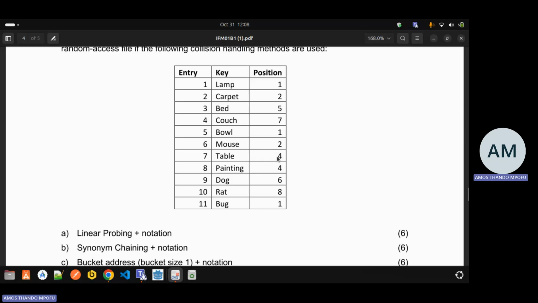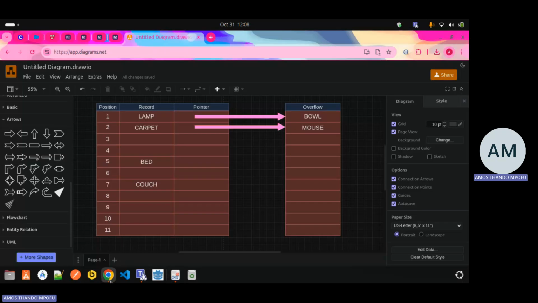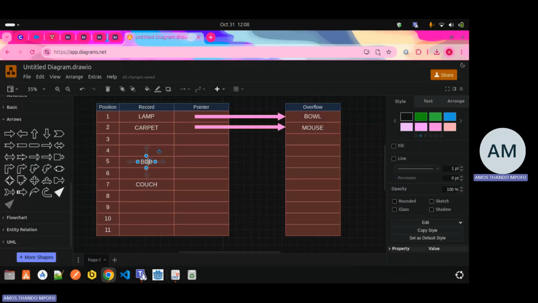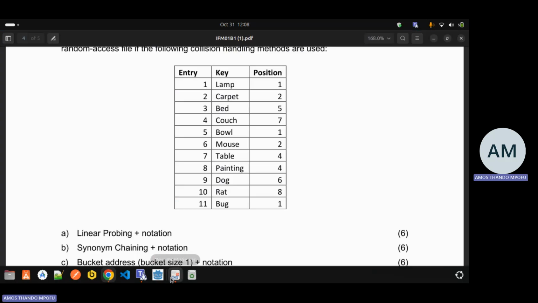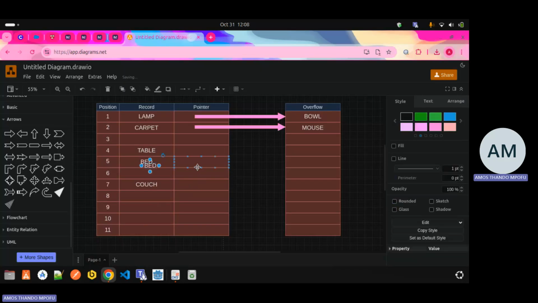So mouse and then table has no collision. You see that the diagrams start to look different now. So here table goes where it's supposed to go. But then printing, which is supposed to get index 4 too, is causing a collision. So we put printing in its own separate overflow block, right?